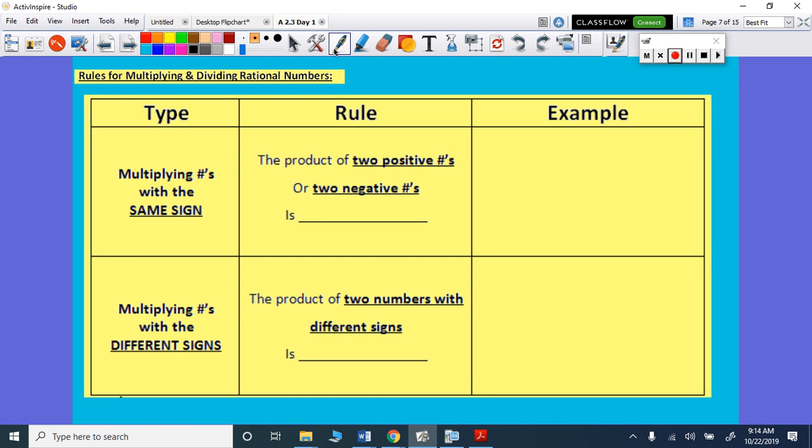I didn't know it. But does anybody remember if you multiply two positives, or two negatives, what is your answer?